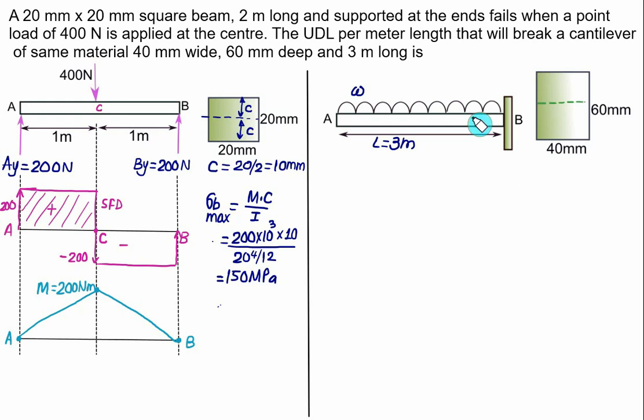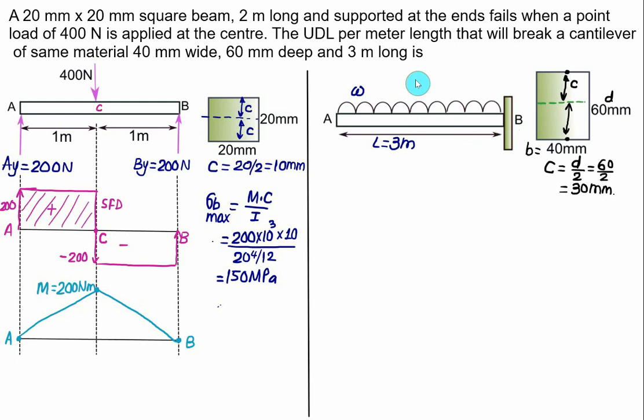So when we use a cantilever with UDL equal to W, we have a rectangular cross section with width b equal to 40 and depth d equal to 60. In this case also, the top fiber and bottom fiber will have the maximum bending stress because they are equidistant, and the value of C will be the depth divided by 2. So C is 60 divided by 2, which equals 30 mm. When we have a UDL, we can convert the UDL into a point load, and the maximum bending moment will always occur at point B.